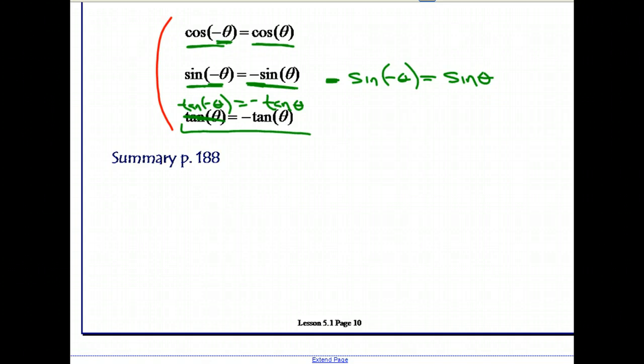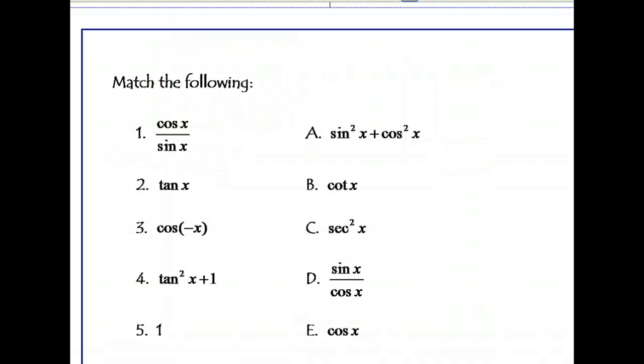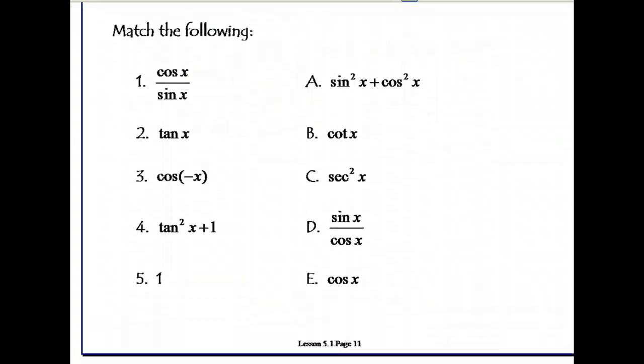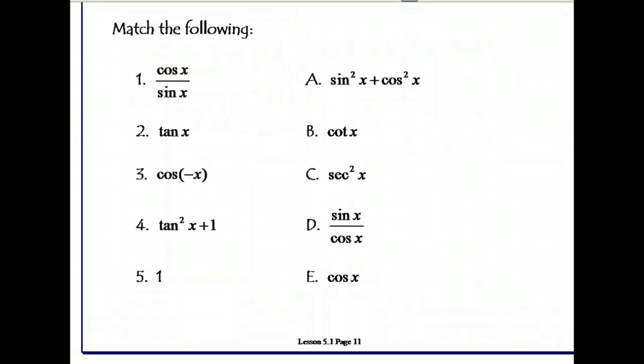If you get into class tomorrow, you can look at your book. There's a nice summary on page 188 of all these identities. These last three, I mentioned them. We don't use them quite as much as the first three sets of identities, but they'll come up once in a while. All right, let's put this all together and see if you can sort this out.